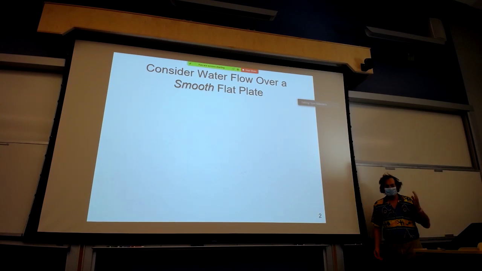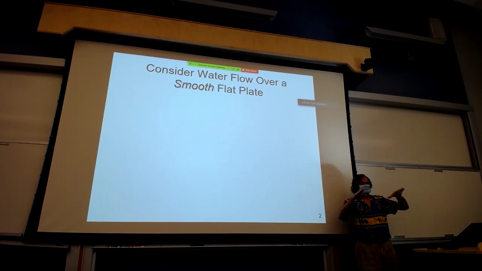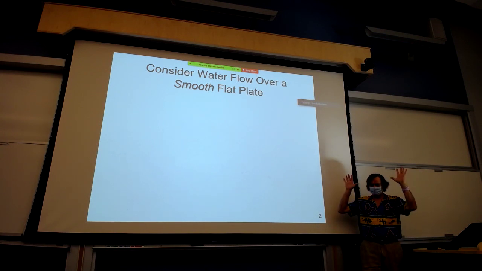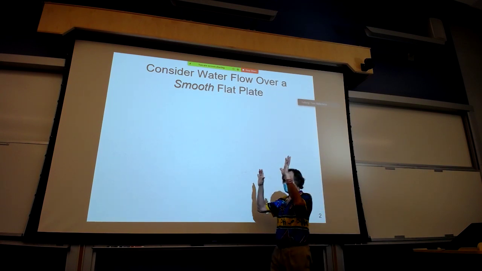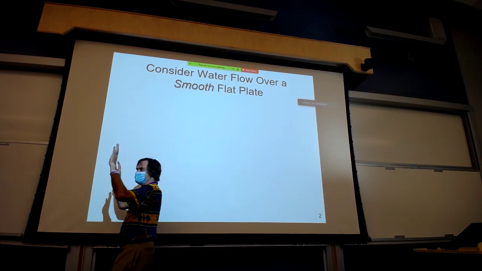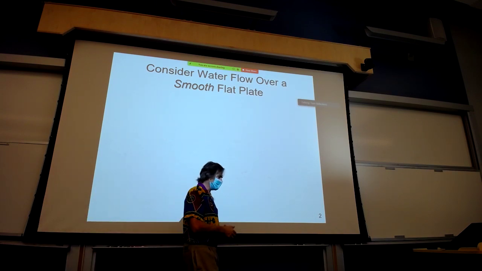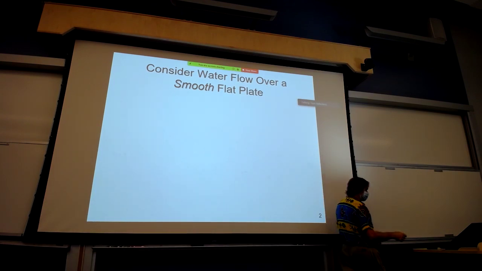So we're going to consider having a flat plate sitting in a fluid. And before the flat plate, the fluid is moving in this one-dimensional velocity vector. It's just moving at a constant velocity, capital U, minding its own business.